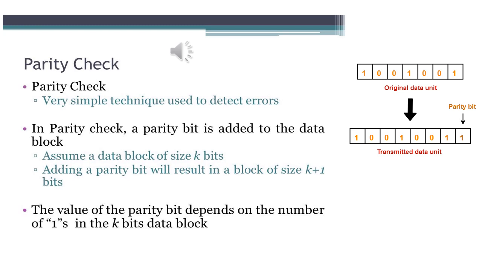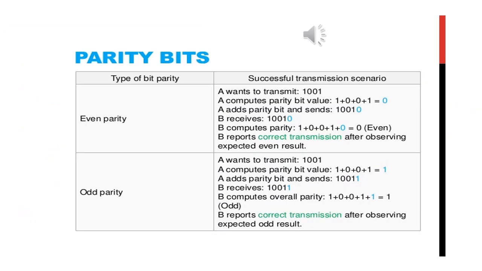What should be the value of the parity bit, whether it is 0 or 1, is determined by the number of ones in the k-bit data block, and by the type of parity we are following. The parity can be either even parity or odd parity. If we are following even parity, and A wants to send the data 1001, in even parity the number of ones should be an even number.